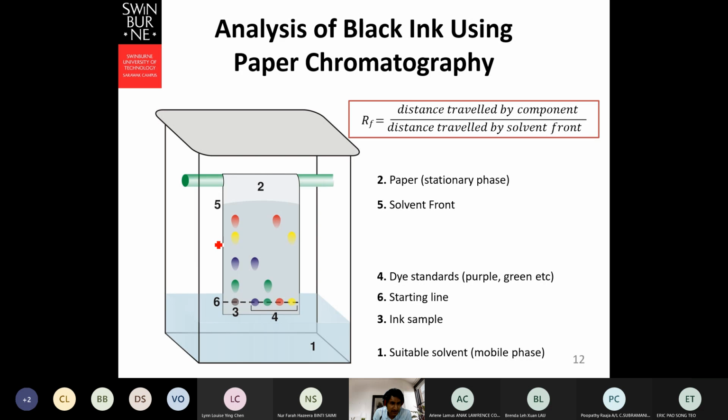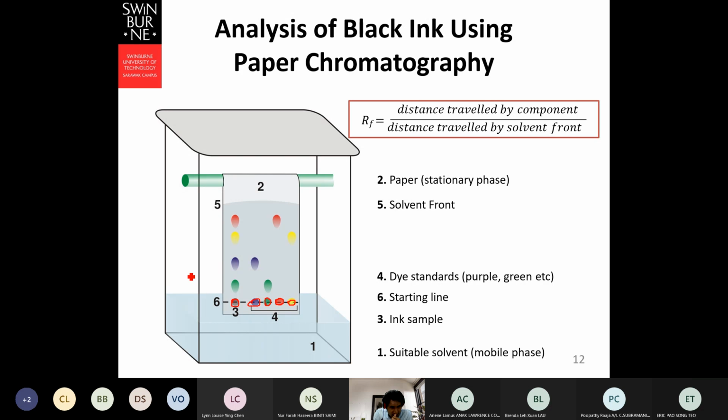If it is water, then this paper should be dipped in the water. If it is alcohol, the paper should be dipped in the alcohol. If it is any other liquid, it should be dipped in that liquid. And then we put the samples on the paper in a one-drop manner, one drop here, one drop there. Then we want to see how it moves up along with the water.